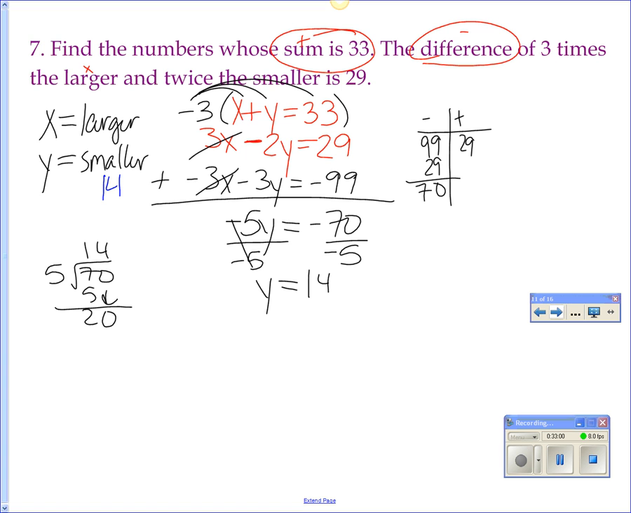14 is the smaller. Which equation is easier to plug it into, the top one or the bottom one? Definitely the top. X plus 14 equals 33. I'm plugging it into the top one, so you have to minus the 14, which gives you 19. So the larger number is 19.